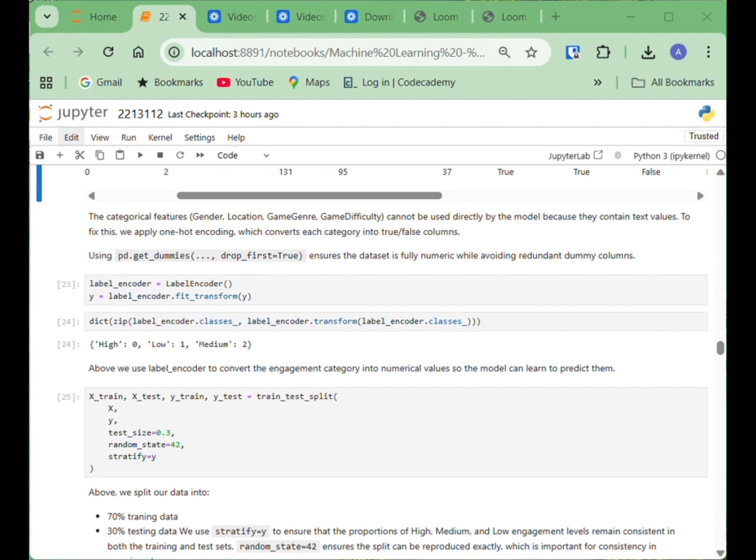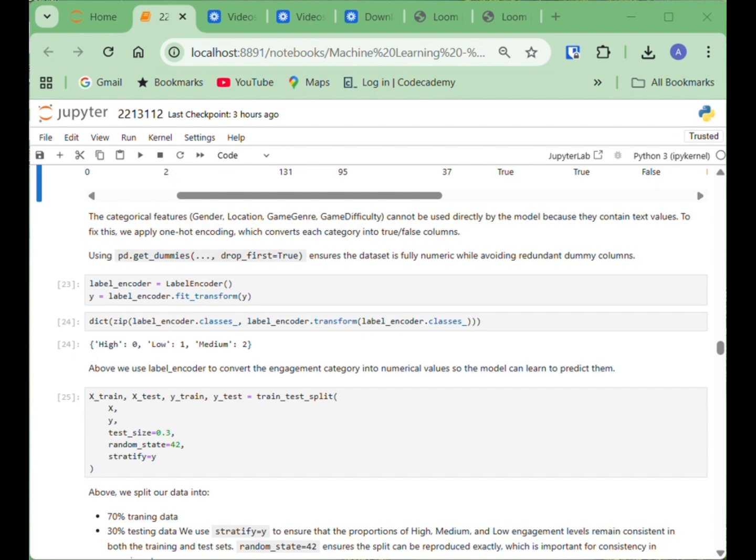The next thing I do is use label encoder to encode the engagement level itself. So label encoding turns high, medium, and low into numbers: 0 representing high, 1 low, and 2 medium. Most classifiers expect the target to be numeric, so this is an essential part of the script. We don't use one-hot encoding for this because we don't want multiple columns. We want a single label because this is a classification problem.